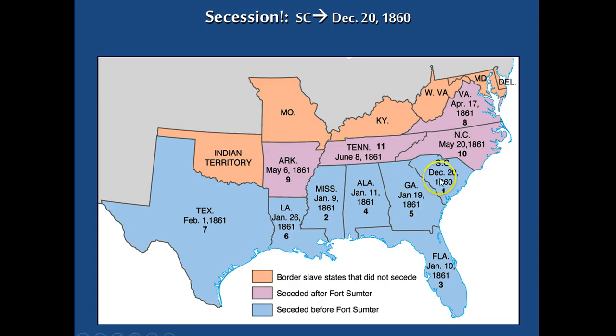South Carolina is the first, and many other states follow. Some border slave states did not secede. Don't think for a minute that it was an easy decision to secede from the Union. It was very risky because there was a lot to lose.